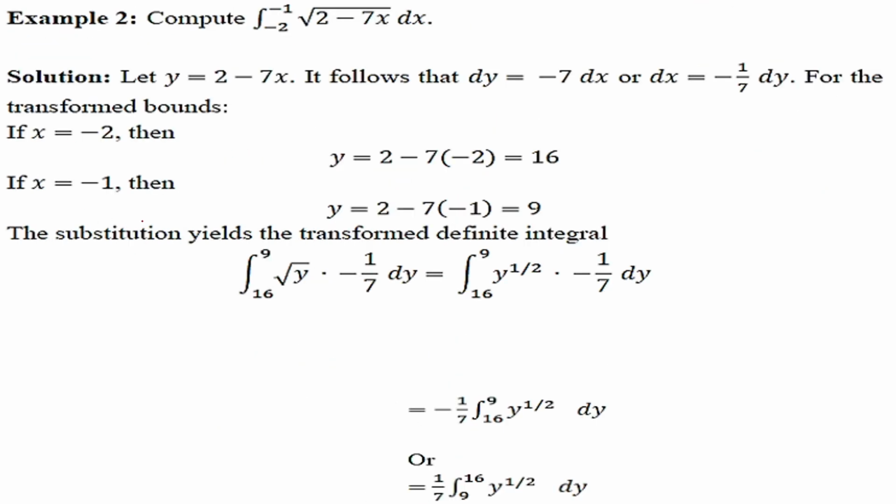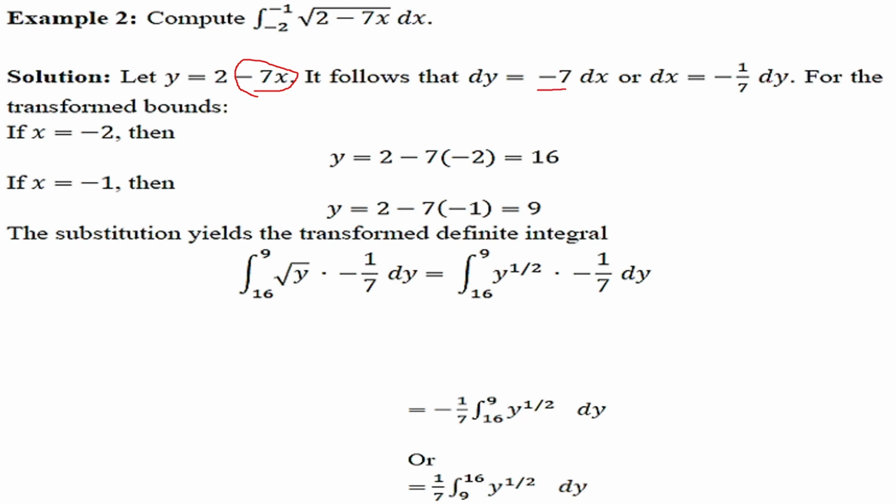Let us compute this, the definite integral of -2 from -2 to -1, square root of 2 minus 7x. For our solution, let y, again, now what we used is y, not u. Let y equal 2 minus 7x. So it follows that dy equals -7 dx. The only thing you can derive here is -7x, which is -7 dx.